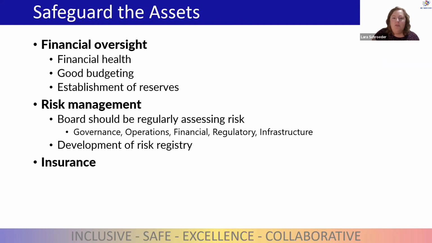As well, the board should regularly assess its risk in areas across its operations, such as governance, operations, finance, regulatory, and infrastructure. This also can include your reputation. The development and maintenance of a risk registry can assist in this. In many cases, organizations will use insurance to safeguard their assets, but there are other mechanisms such as policy and regular oversight which can help with this, or simply saying, here's what we're going to do if this were to ever happen. In the event of this emergency, here is our action plan. Having that in your back pocket can be extremely helpful.